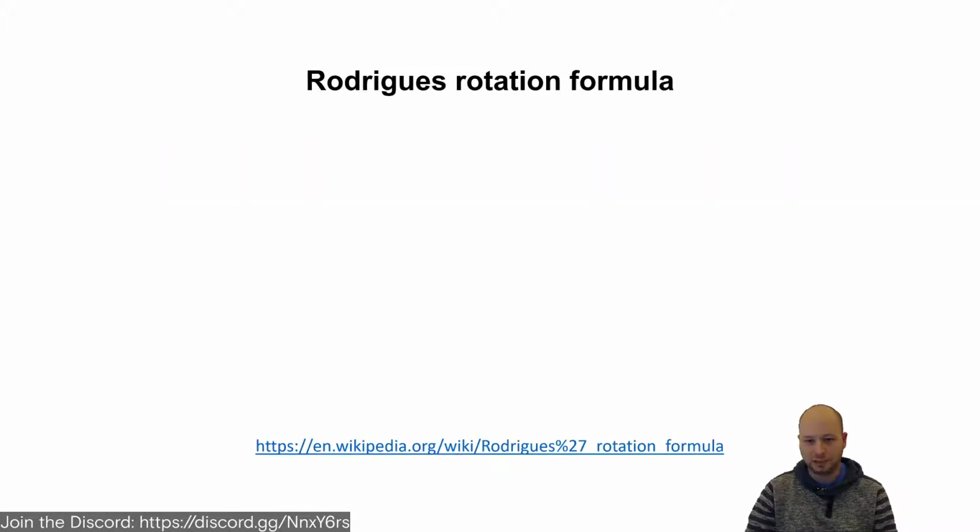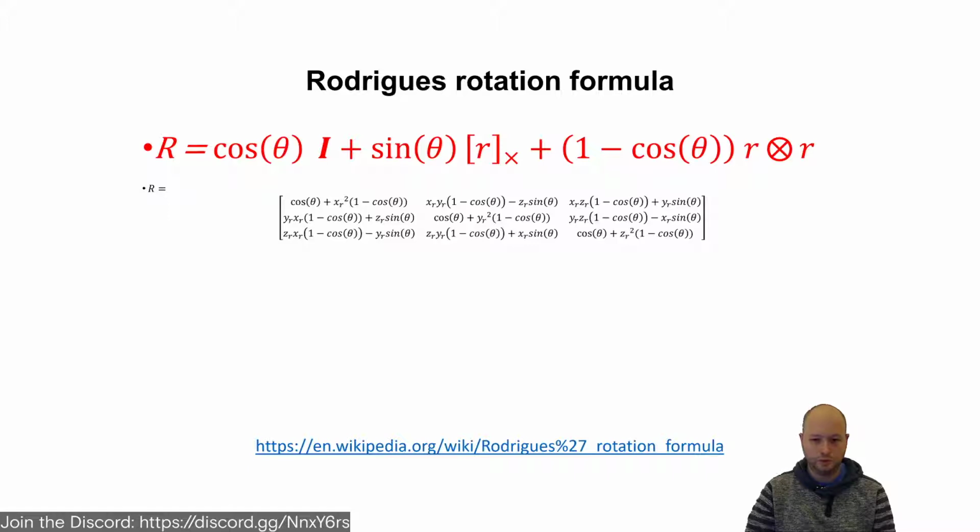Okay, so let's talk a little bit about the Rodrigues rotation formula. Rodrigues was a mathematician back in the late 1700s, and he came up with a formulation to effectively create any arbitrary rotation transformation in matrix form.